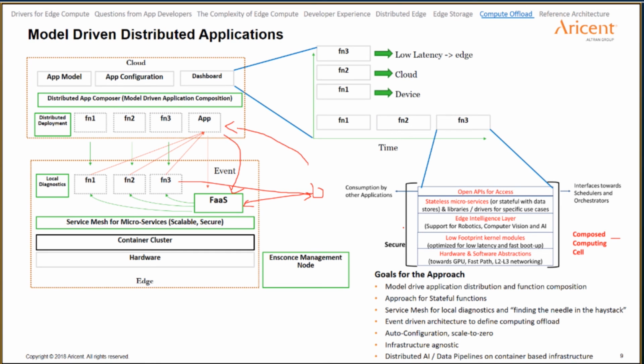What would you load? So we divided these functions into multiple layers. So there is, of course, the hardware and the software abstractions. There would be maybe some specialized kernel modules. There could be some intelligence layers where the actual application logic exists in the function. And of course, there would be some APIs to manage and handle all of these orchestration pieces. And this itself is a sort of a cell.